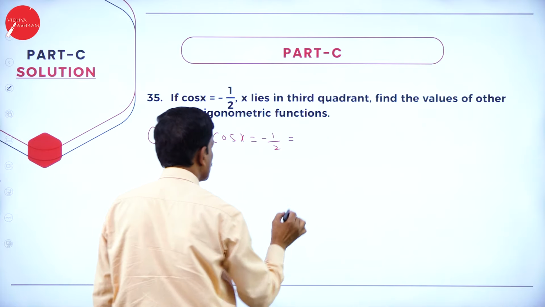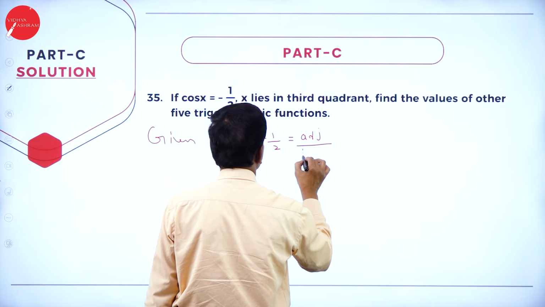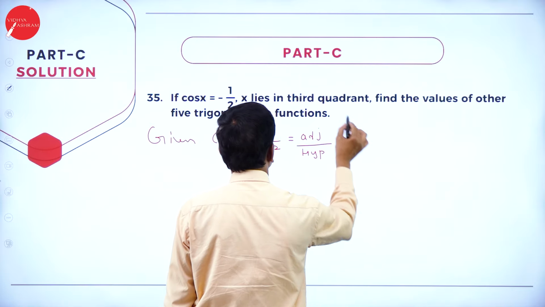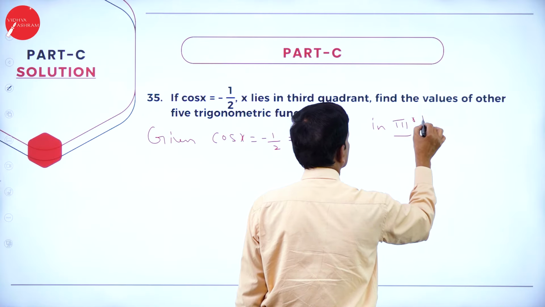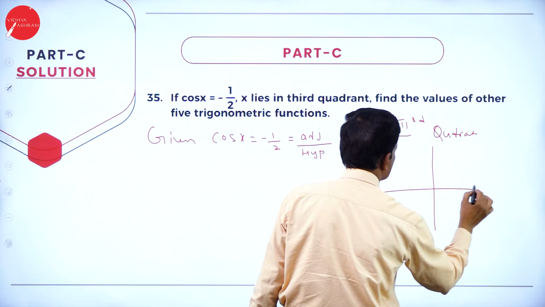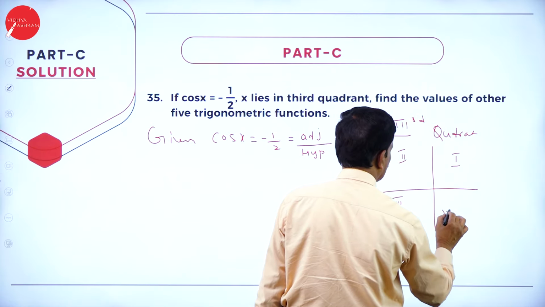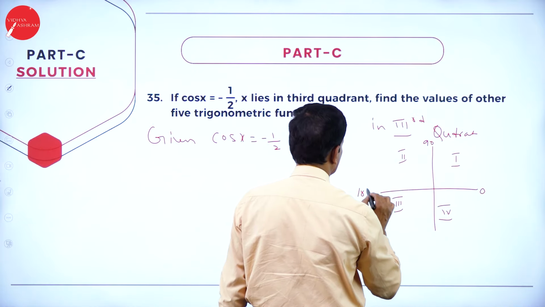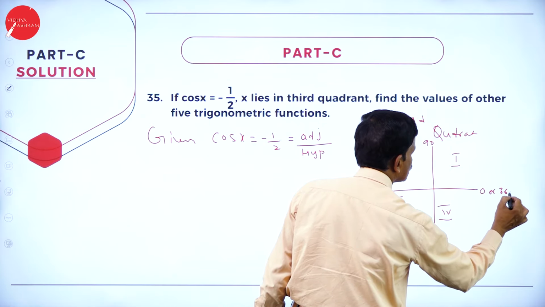What is cos in terms of sides? Cos theta is equal to adjacent side divided by hypotenuse side. Now, further, x lies in the third quadrant. In the third quadrant, this is first quadrant, second quadrant, third and fourth. 0 to 90, 90 plus 90 is 180, 180 plus 90 is 270, and this is 360.